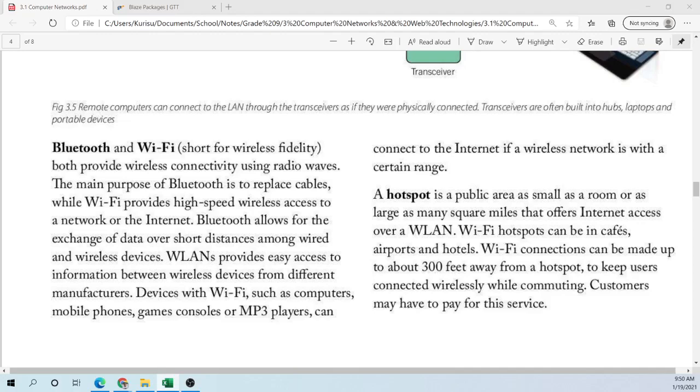Saeed? Yes, sir. So, where are we? Bluetooth?